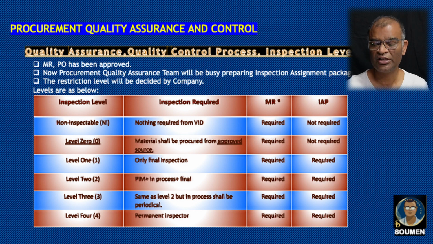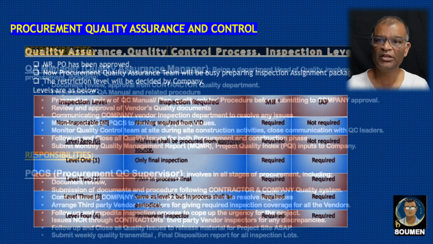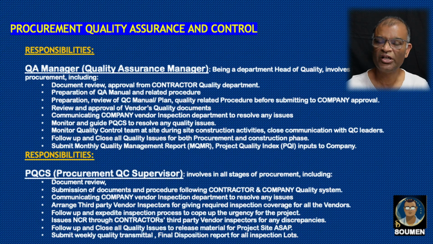Level 4, there will be a permanent inspector always to monitor completely the vendor activities. Okay, so now we will check the contractor quality personnel's responsibilities. Basically it is a two-man show, you can say. One is quality assurance manager and the second one is procurement quality control supervisor.